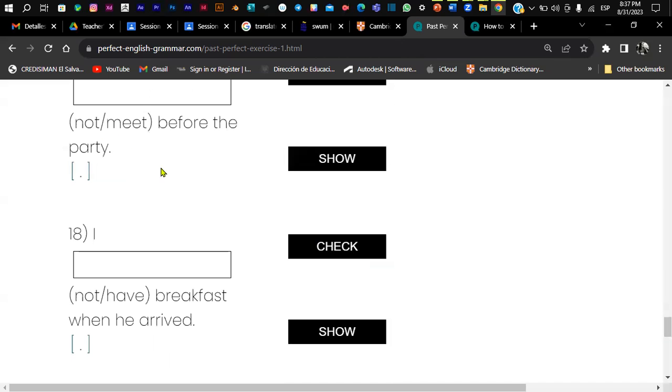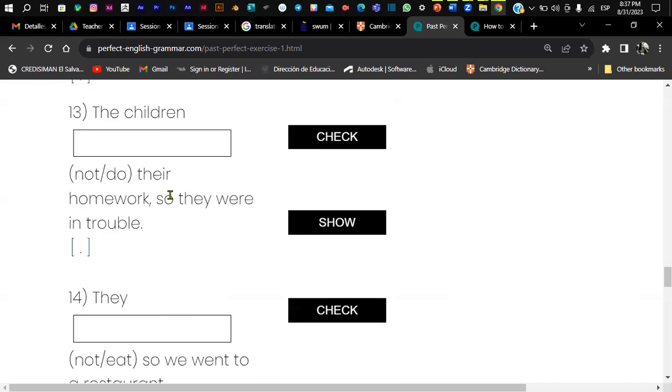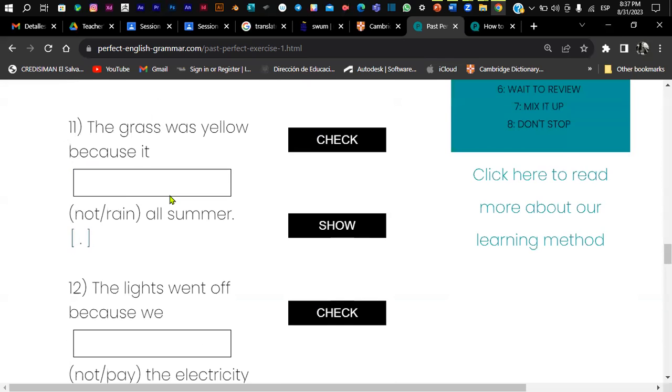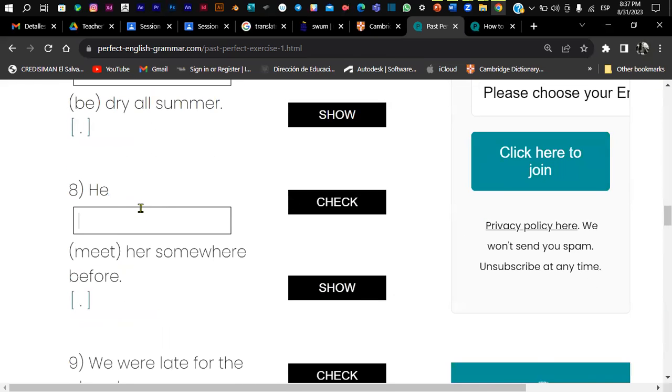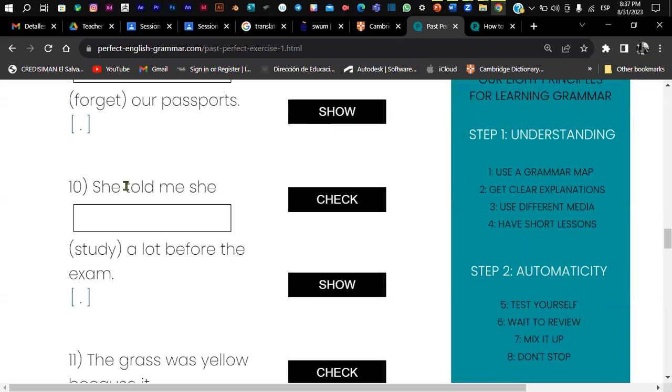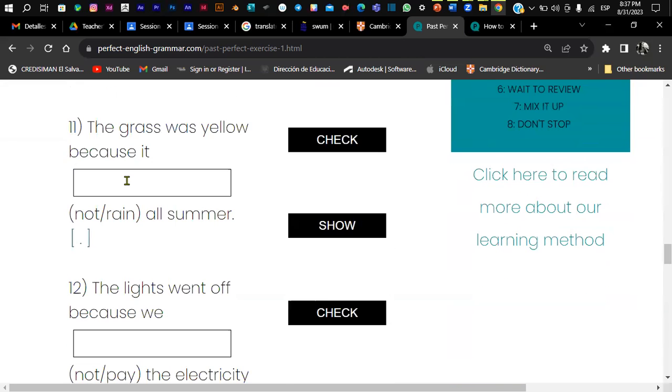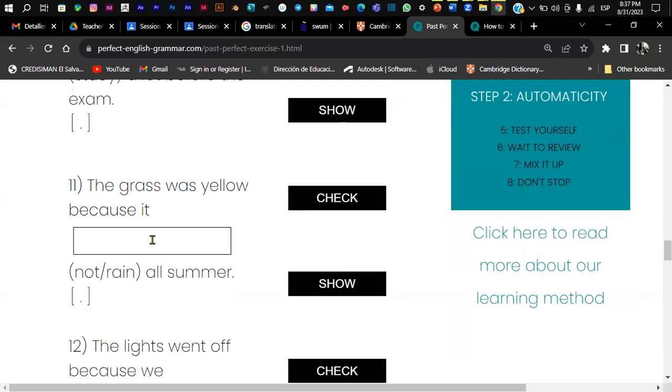We have negatives. Okay, let's do a couple of negatives. This is affirmative. Okay, here, number 11 is negative. Anyone? Me, teacher. Okay, go ahead.